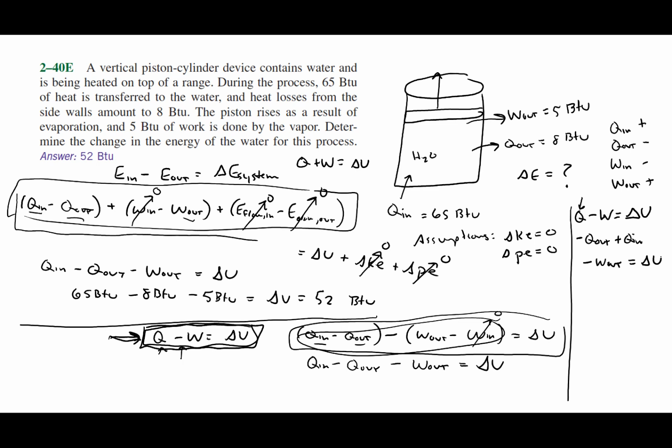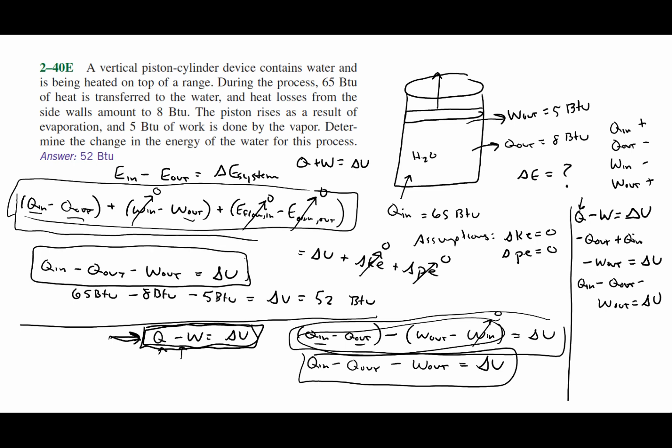So see how we still end up with the same thing. So we have Q in minus Q out minus work out is equal to delta U. So we end up with the same thing as we did using these other forms of the equation.